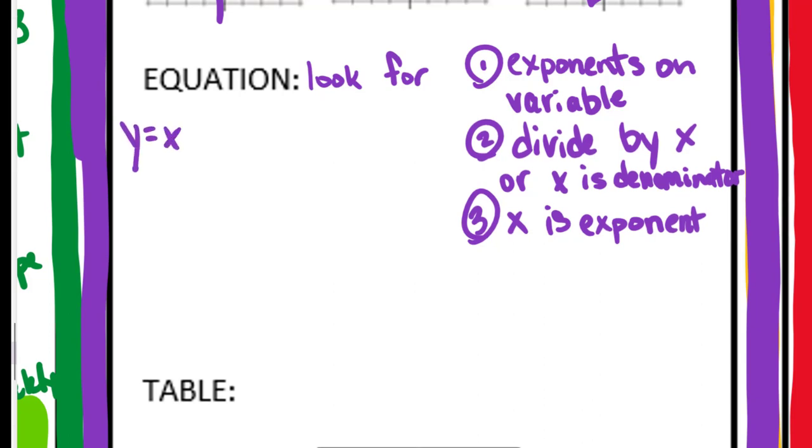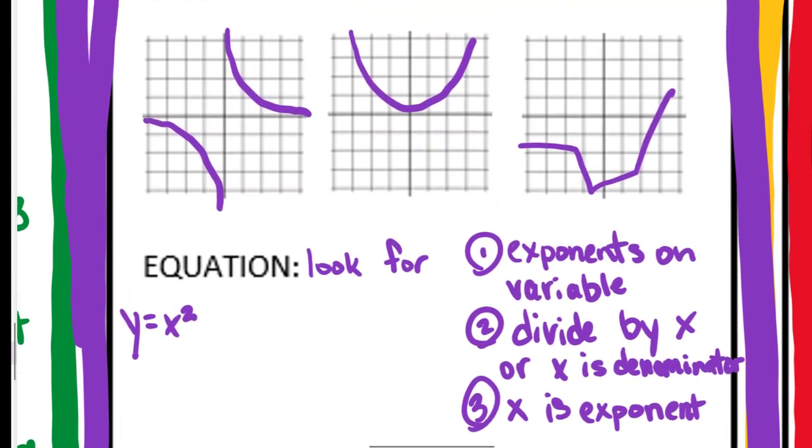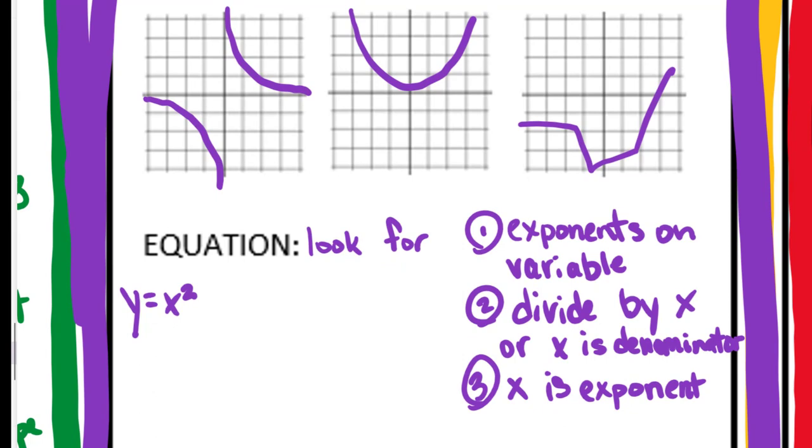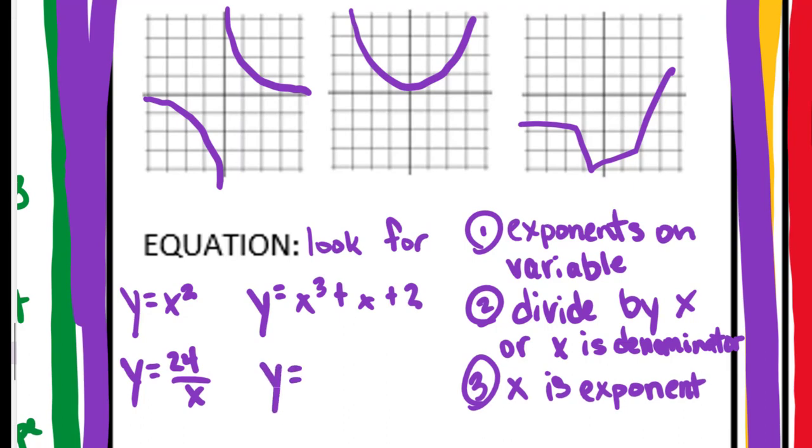Y equals x squared. That's going to match this middle graph up there. Y equals x cubed plus x plus 2. Those aren't like terms, and we can't add those together. X cubed is going to be a nonlinear graph. Y equals 24 divided by x. That's actually going to match up with that first graph there. Y is the absolute value of x. That's going to be a different graph. It's going to give you a V-shaped graph.